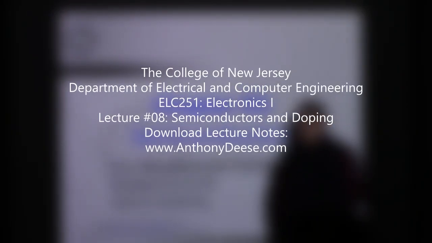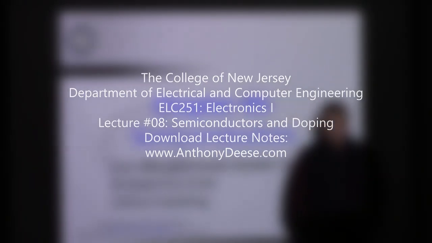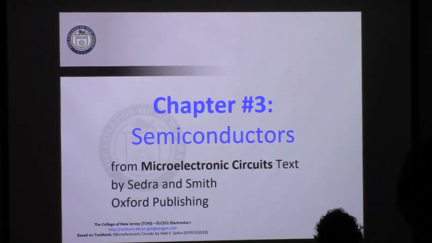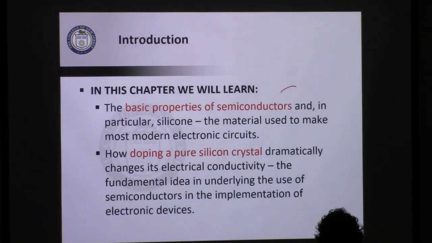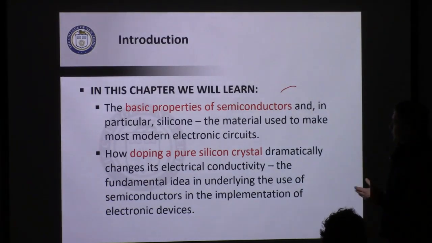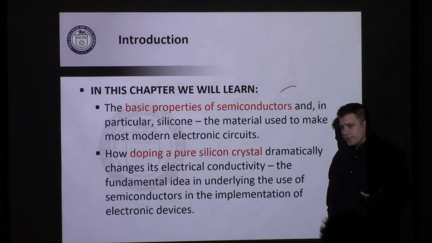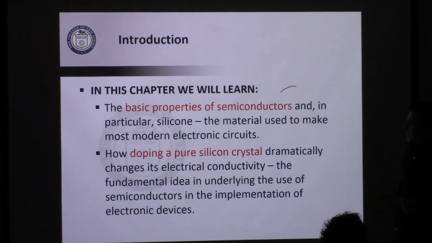Right, so diving into semiconductors, which like I said is the first completely new topic that we're discussing in this course. In this chapter, we're going to learn about the basic properties of semiconductors, in particular silicon, the material that's used to make most modern electronics. We're going to talk about doping, and what that means in the sense of dealing with semiconductors, how that changes the conductivity of a pure silicon crystal.